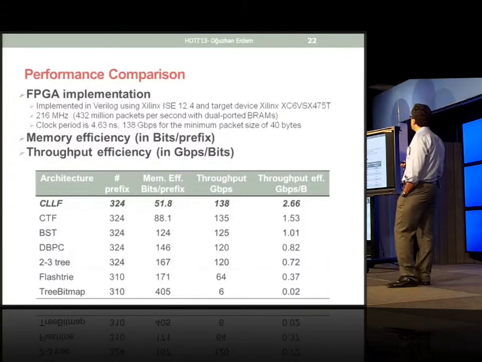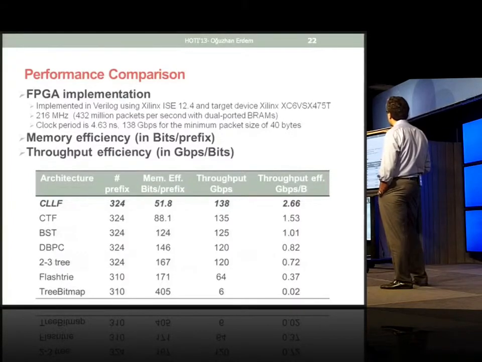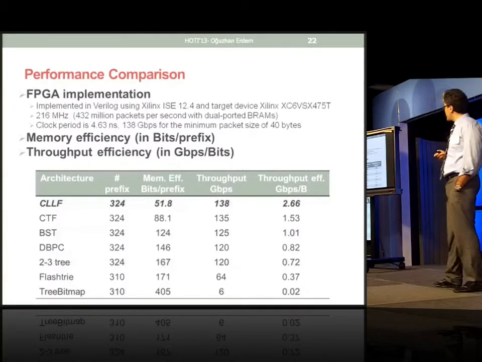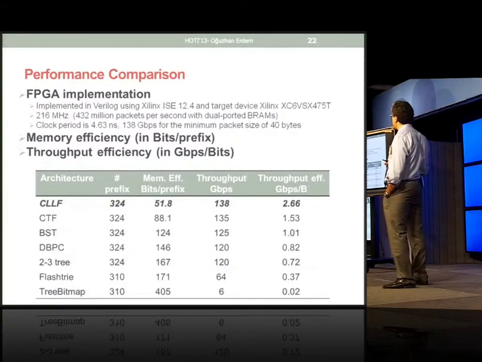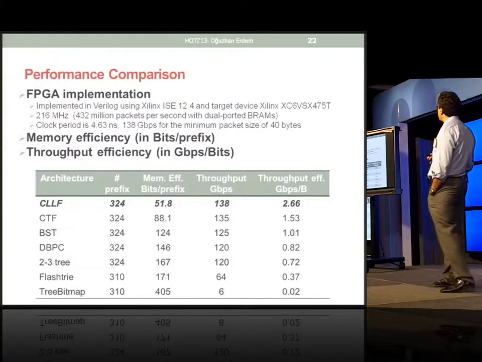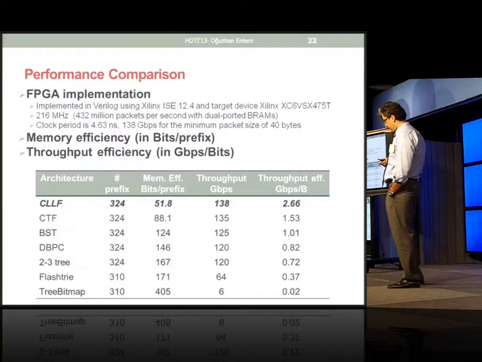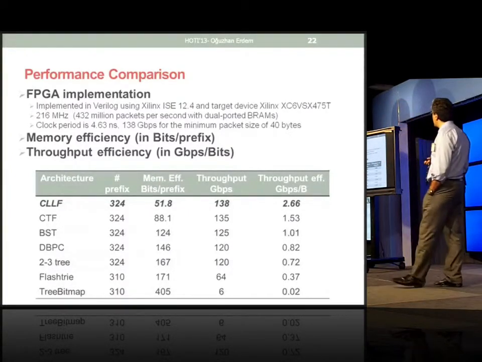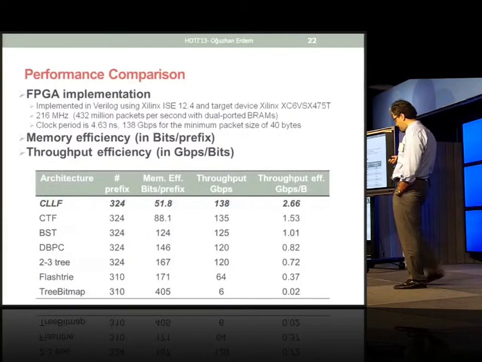Now, finally, our throughput results. We implemented the architecture in Verilog using Xilinx ISE, with Virtex 6 as the target device. Our design runs at 216 megahertz, and 432 million lookups per second is achieved. That translates into 138 gigabits per second throughput. And that table compares the state-of-the-art architectures in IPv6 with respect to the memory efficiency, the throughput, and throughput efficiency.